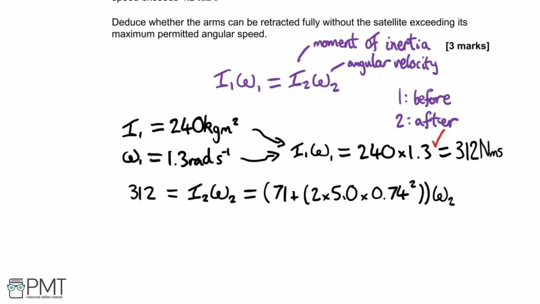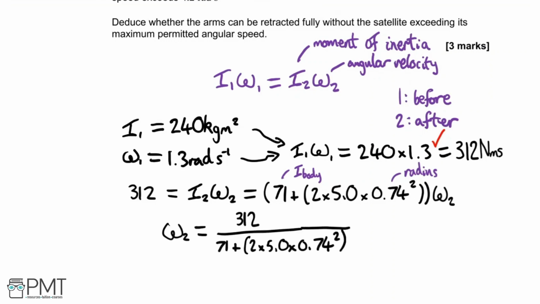So you can see here I've kept the same moment of inertia of the body because that stays constant. The mass of the pods remains the same at 5.0 kilograms, but you can see that the radius has now changed to 0.74 meters. We don't know the value of the angular velocity or the angular speed after the change because that's what we're trying to find. So we need to make a rearrangement here. And that gives us a value of 4.08 radians per second.